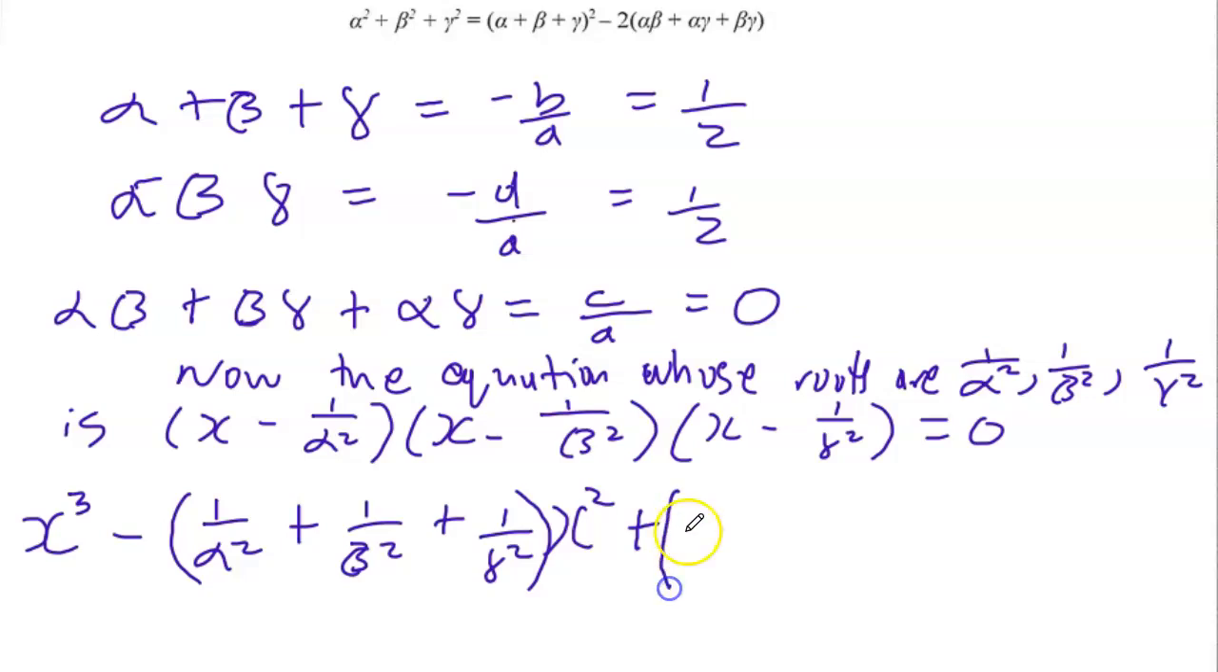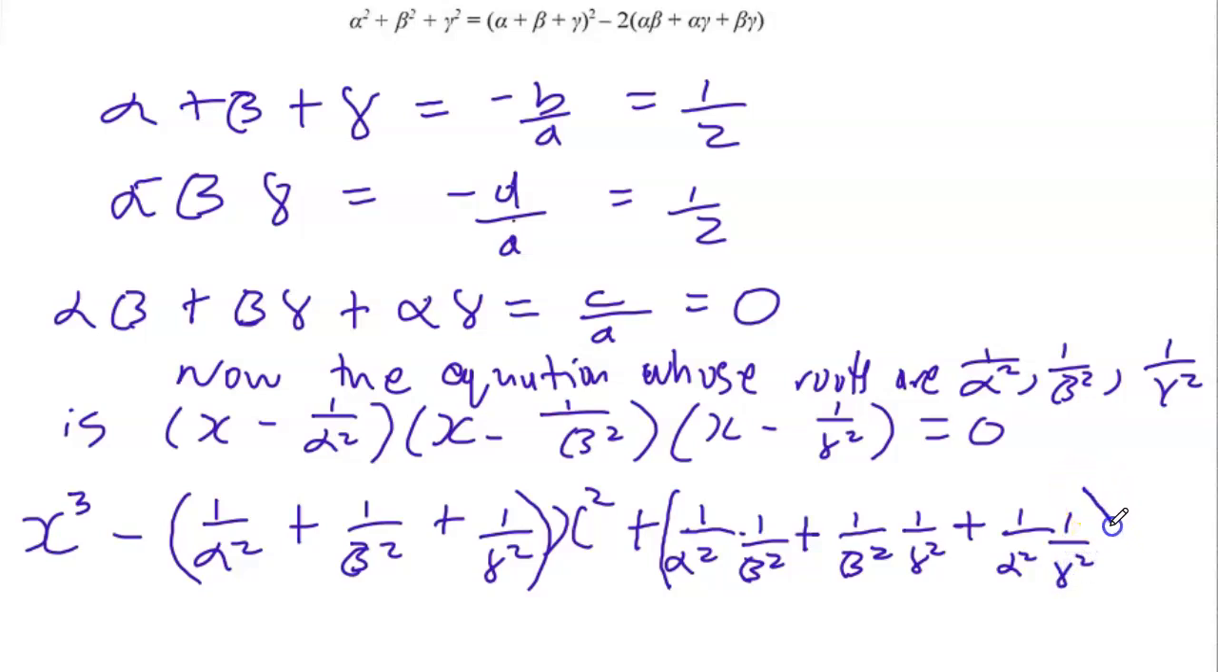So we'll end up with 1 over alpha square times 1 over beta square plus 1 over beta square times 1 over gamma square plus 1 over alpha square times 1 over gamma square, times x, and the constant would be minus the product, which would be 1 over alpha square, 1 over beta square, times 1 over gamma square, equal to 0.